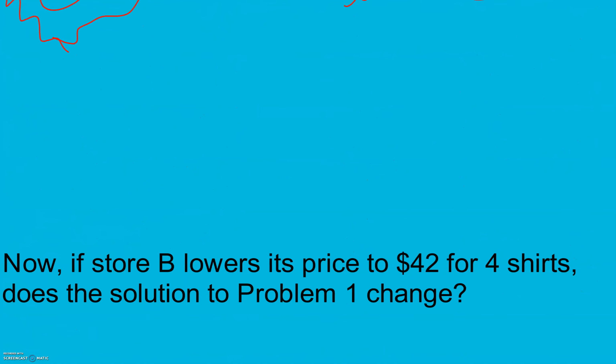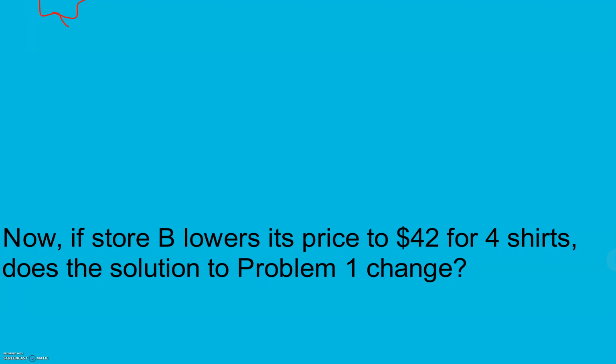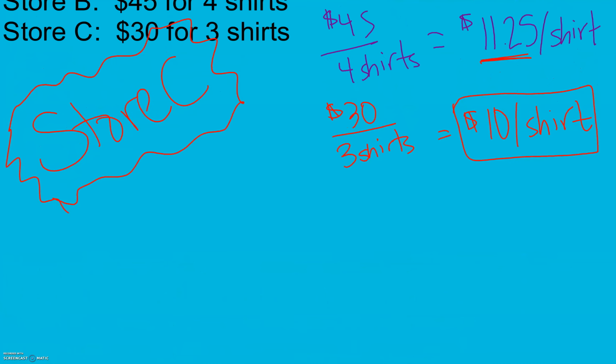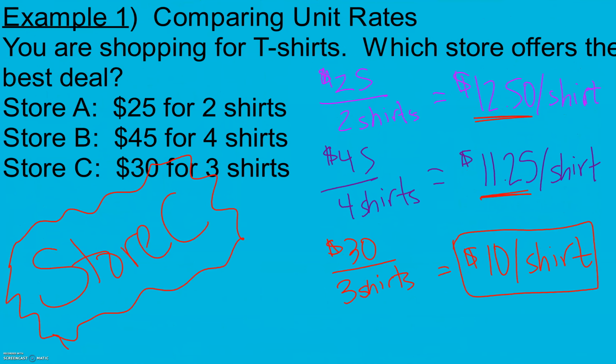Now, we want to know, if store B lowers its price to $42 for 4 shirts, does the solution to problem 1 change? So if we change this to be $42 for 4 shirts, when I divide that, I get $10.50 per shirt.